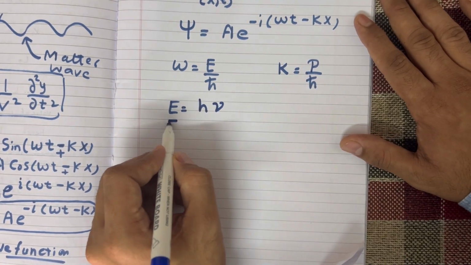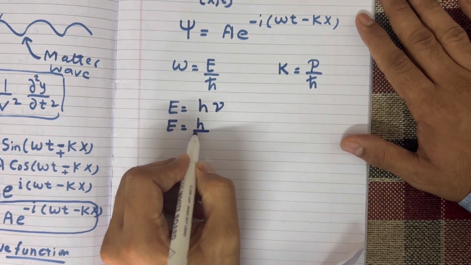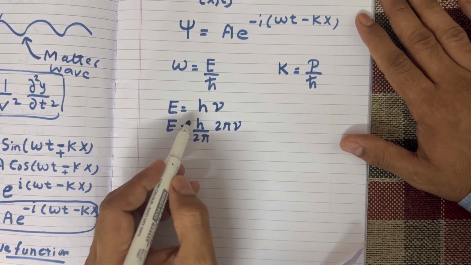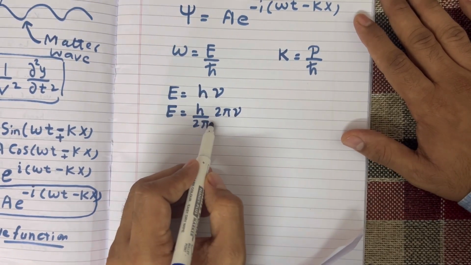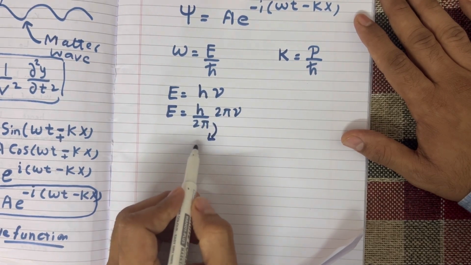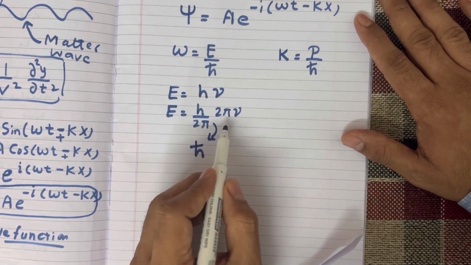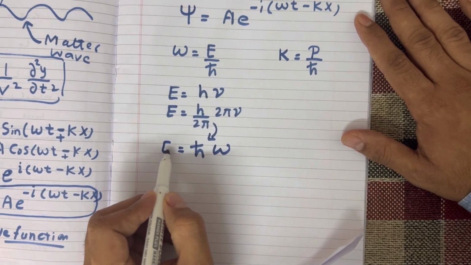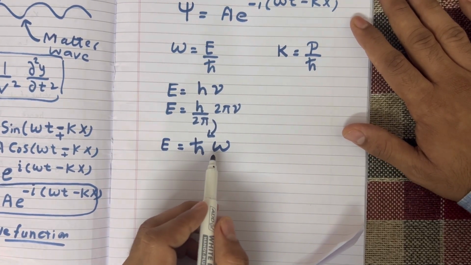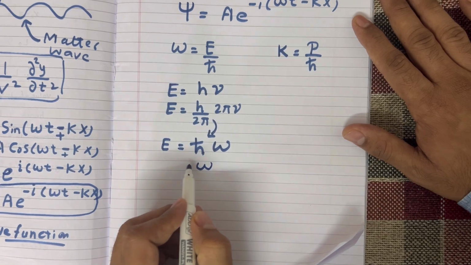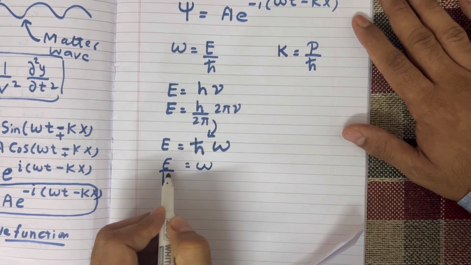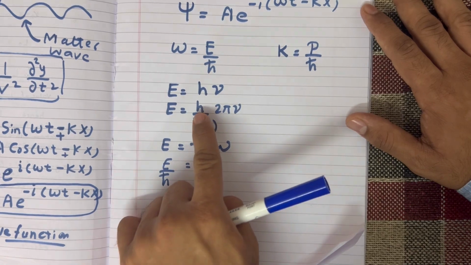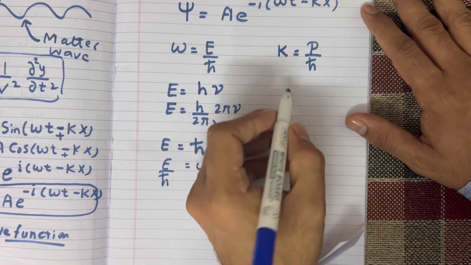So, if I divide it by 2 pi and also multiply by 2 pi, like this, h divided by 2 pi is written as h stroke. And 2 pi into frequency is the omega of the wave. From here we got that omega equals E by h cross. Sometimes it is called h cross or h stroke. It is basically h upon 2 pi.